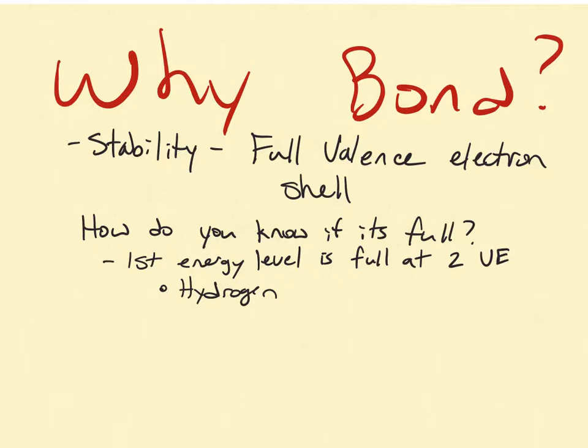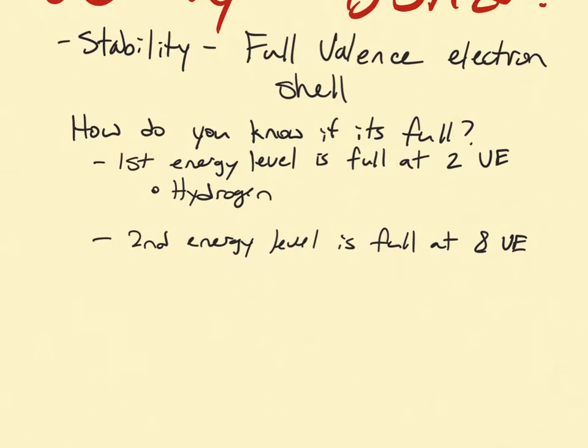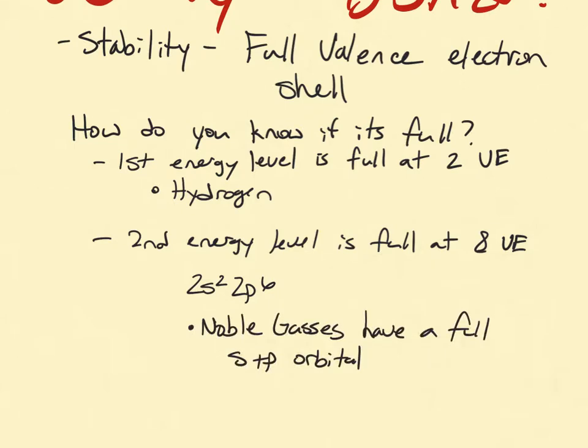highest energy level. So if you're looking at electron configurations, a full second energy level has a 2s2 and a 2p6. So in other words, if you have a full s and a full p orbital, you are considered to be a stable element. And the elements on the periodic table that come like this naturally are the noble gases. They all have a full s and full p orbital, which is why they're considered the most stable elements on the periodic table.